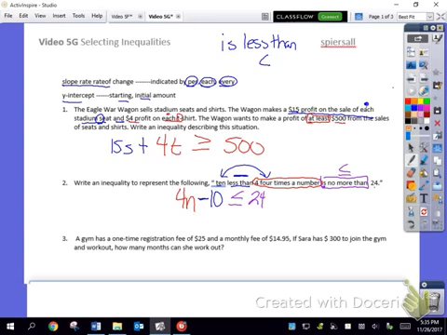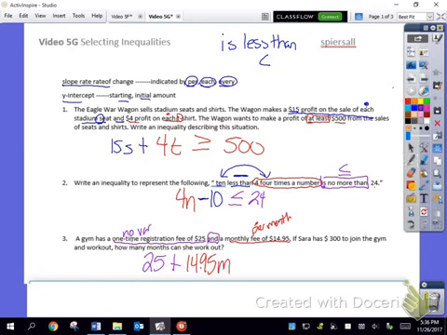On number 3, a gym has a one-time fee of 25. So one time, that just means you put 25. There's not a variable. So if it says one time, there's no variable behind that. So 25, and then it says and, so that's your plus. You have a monthly fee of $14.95. Now month, that's like saying per month or for each month. So that's going to be your times. So $14.95 times n. Okay.